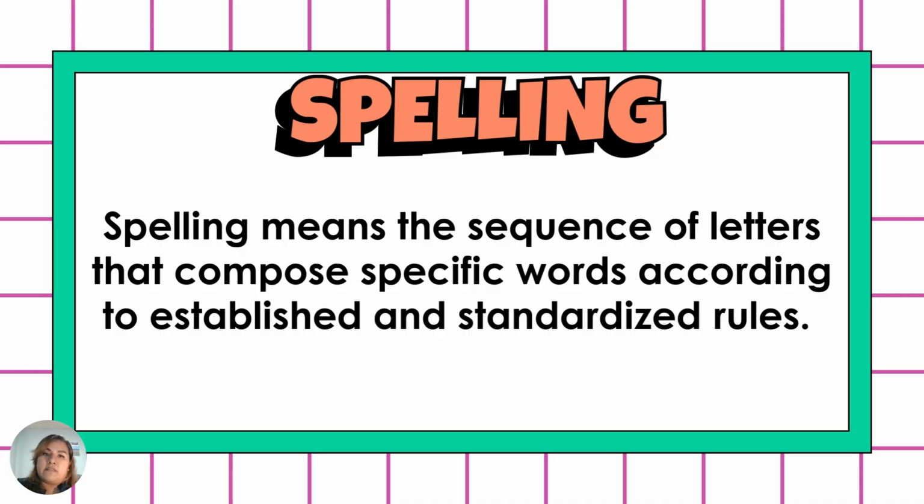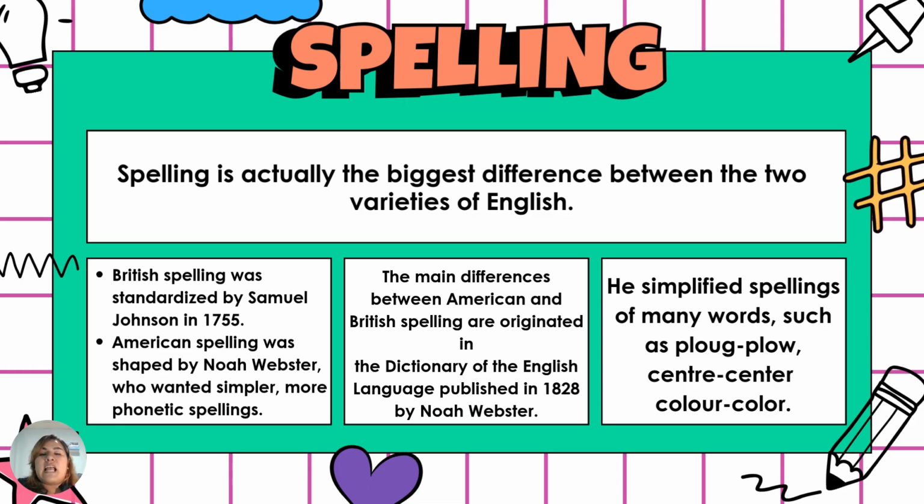We start with the spelling part. What is spelling? Spelling means the sequence of letters that compose specific words according to established and standardized rules. Spelling is actually the biggest difference between the two varieties of English, British and American English. British spelling was standardized by Samuel Johnson in 1755, and American spelling was shaped by Noah Webster, who wanted simplified, more phonetic spellings. The main differences between American and British spellings are organized in the Dictionary of the English Language published in 1828 by Noah Webster.